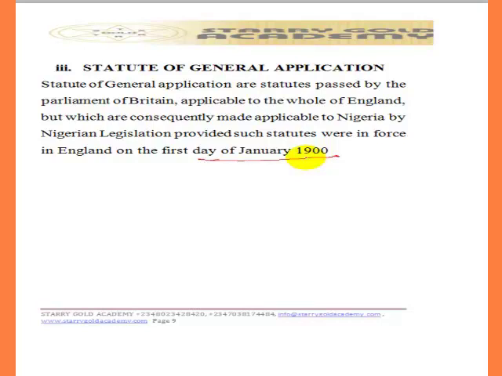That was the applicable date, 1st day of January 1900. And that's why we have examples of statutes of general application which we are actually using in Nigeria today, and we discover that they are laws made on or before 1st day of January 1900. We have the Wills Act 1874, the law regulating testamentary documents.